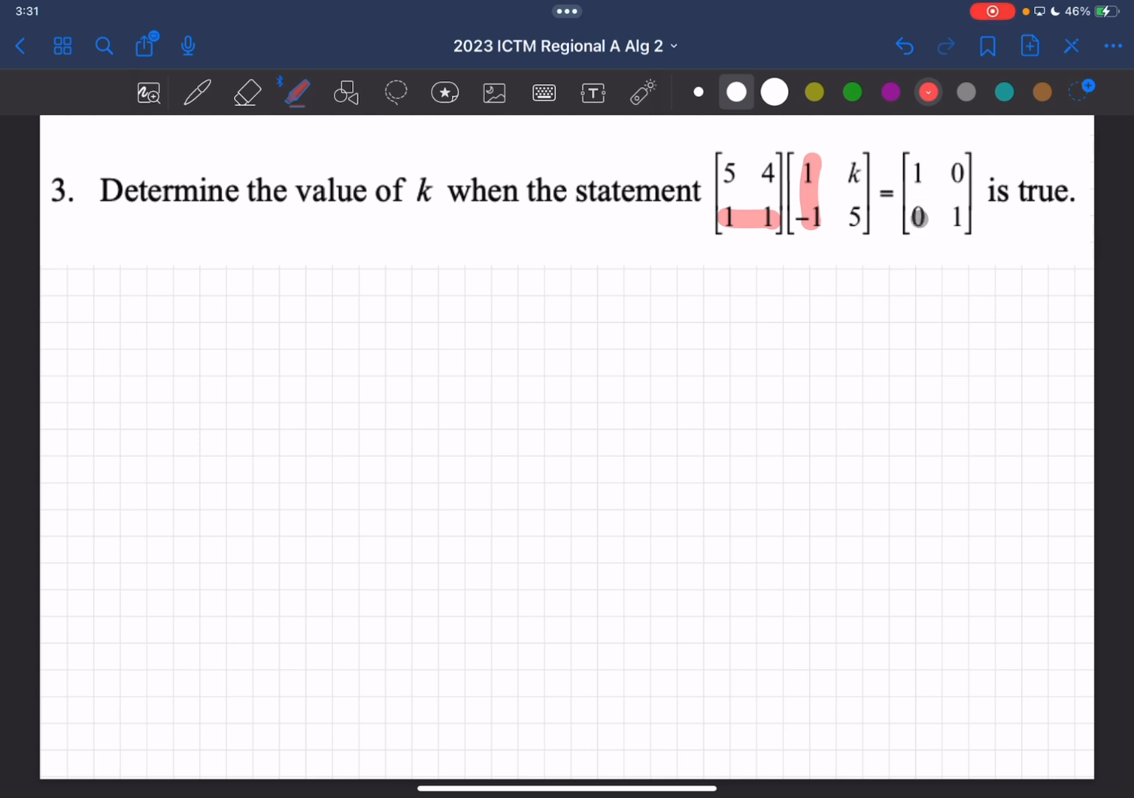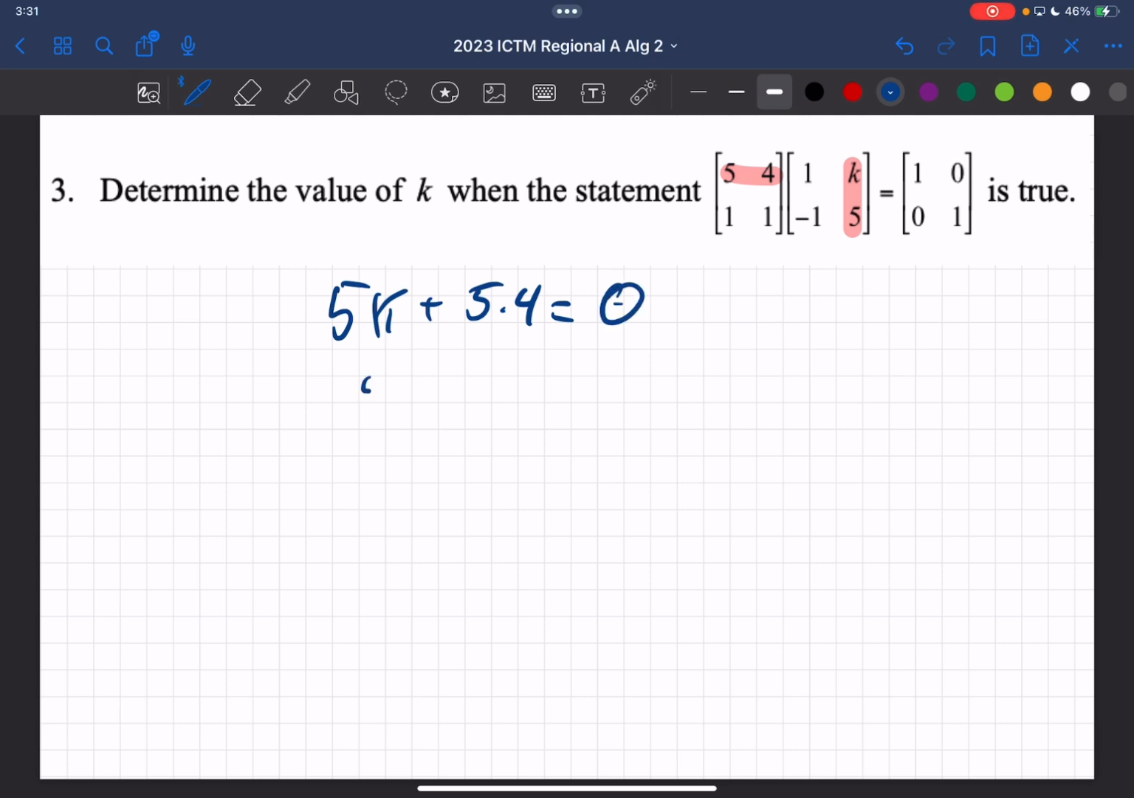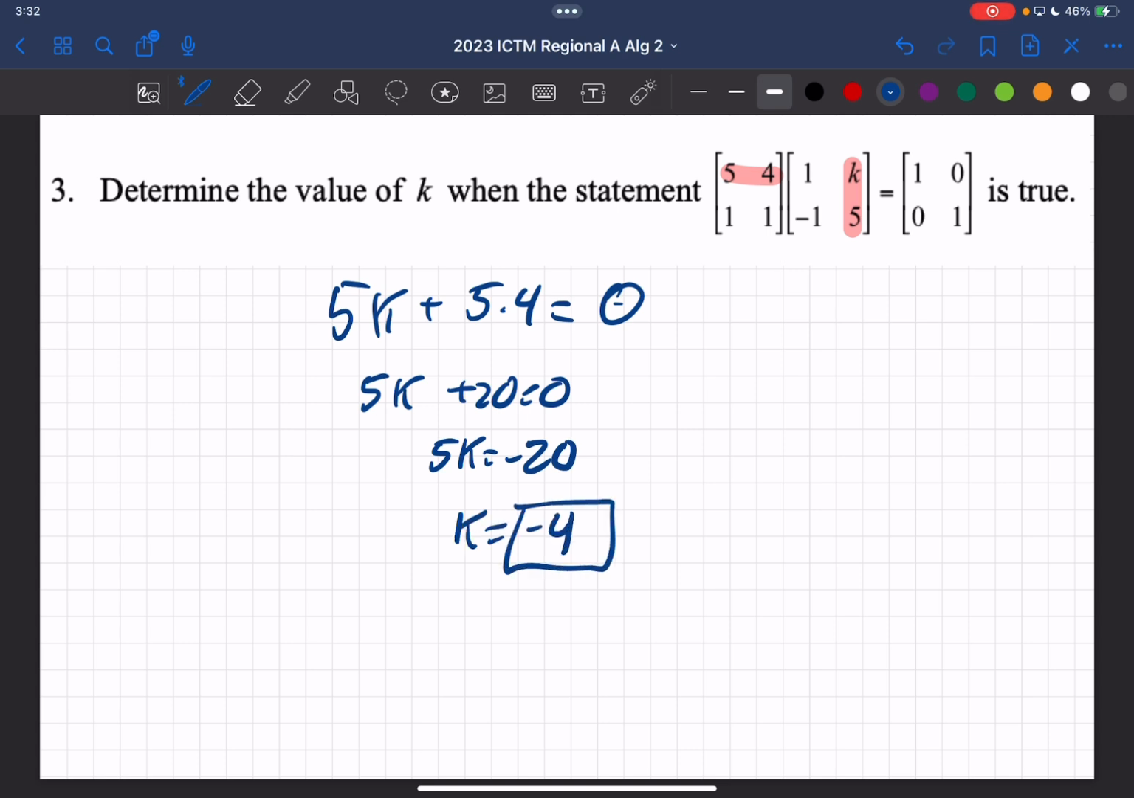So if I'm concerned with the letter k, let's erase these. I'm going to multiply these two. So I multiply first times first, so 5k, plus 5 times 4. I'm multiplying the first row by the second column, and that's telling me that that equals 0. So that means 5k plus 20 equals 0. So 5k equals -20. We divide by 5. k is equal to -4. And there's our answer.